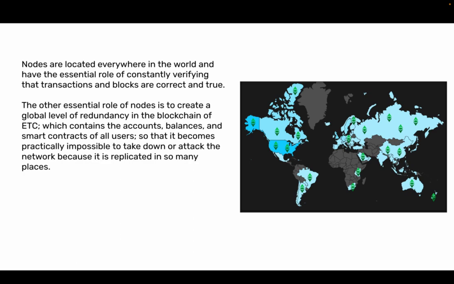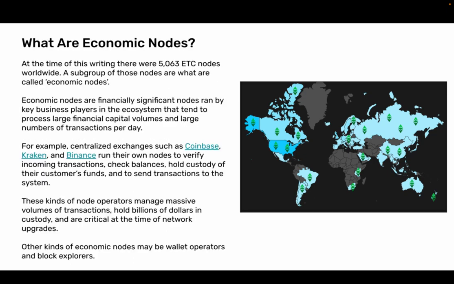Nodes are located everywhere in the world and have the essential role of constantly verifying that transactions and blocks are correct and true. The other essential role of nodes is to create a global level of redundancy in the blockchain of ETC, which contains the accounts, balances, and smart contracts of all users, so that it becomes practically impossible to take down or attack the network because it is replicated in so many places.